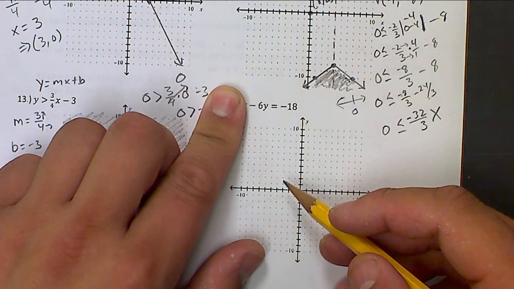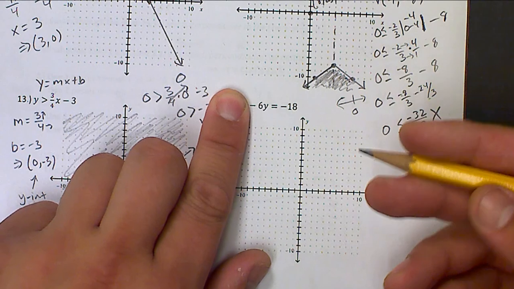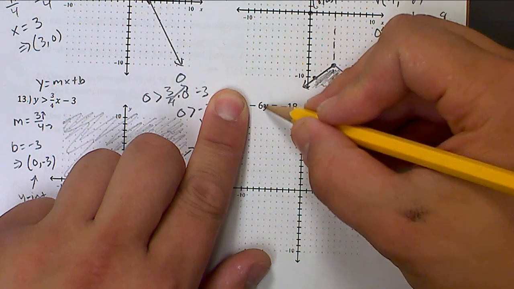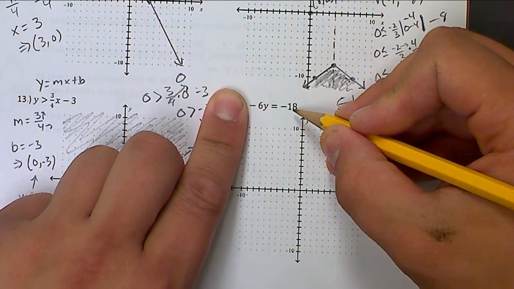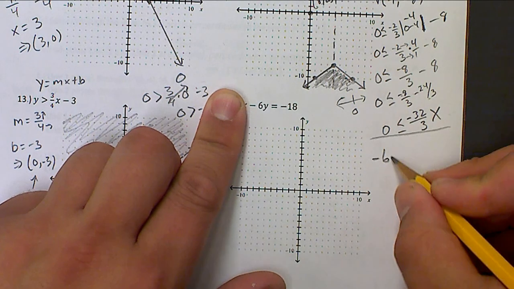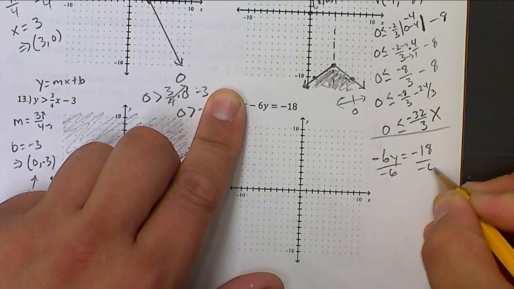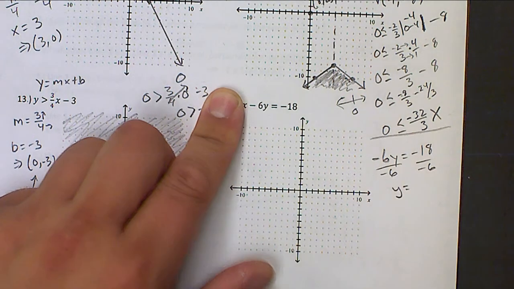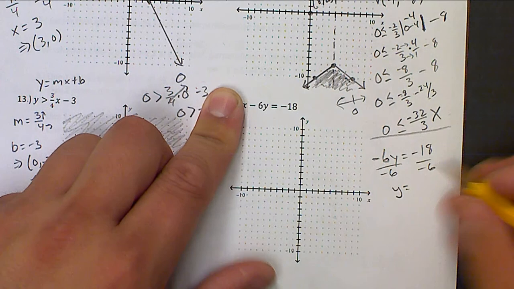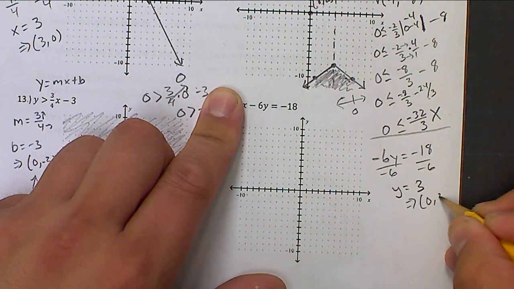So, for example, I'm covering up x because I'm looking for the y-intercept. I'm saying x is equal to 0, but I still have this negative 6y is equal to negative 18. Include the negative. Negative 6y is equal to negative 18. Divide by negative 6 on both sides of the equation. You get y is equal to negative 18 divided by negative 6, which is a positive 3. That means the y-intercept is at 0, 3.